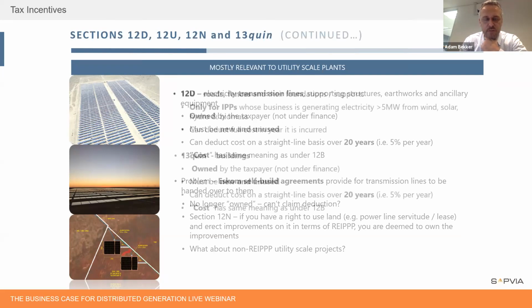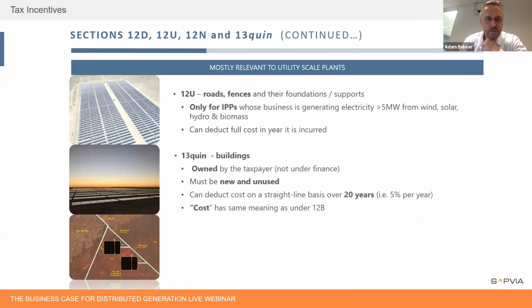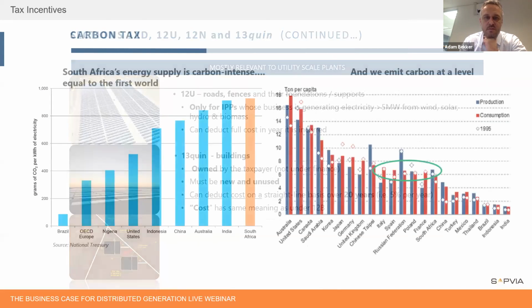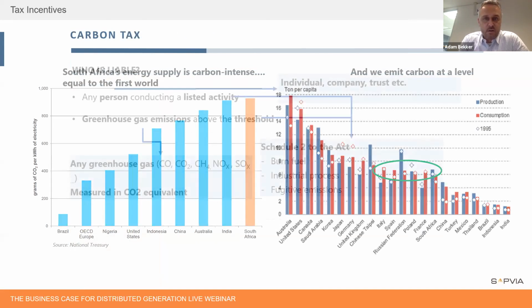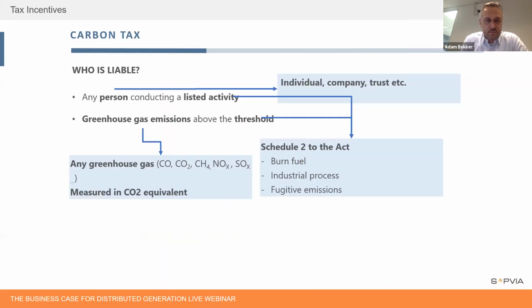If you can move to, you can in fact skip 2 slides and go to the next one. So that's the Section 12 deduction. Sorry, if you can just jump back one.